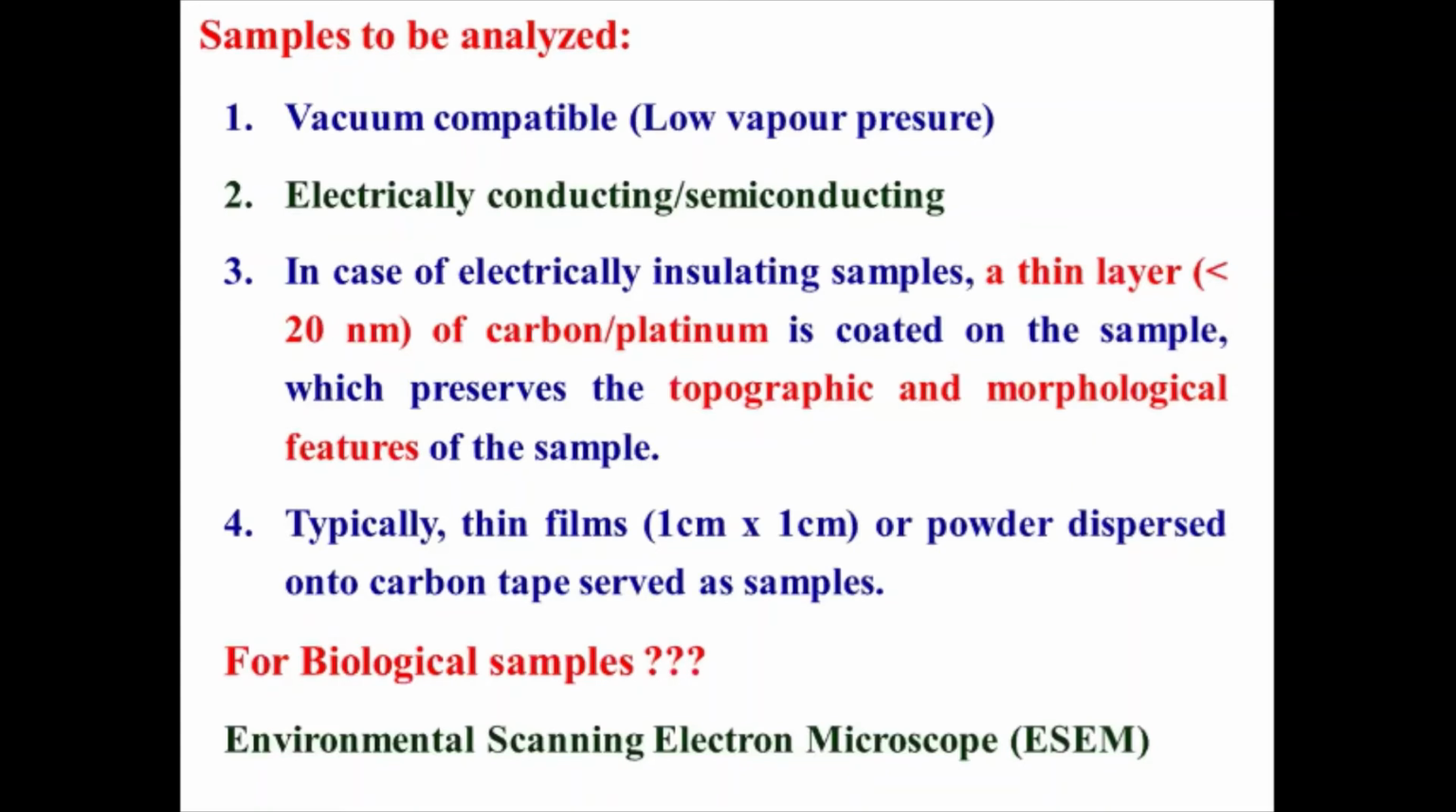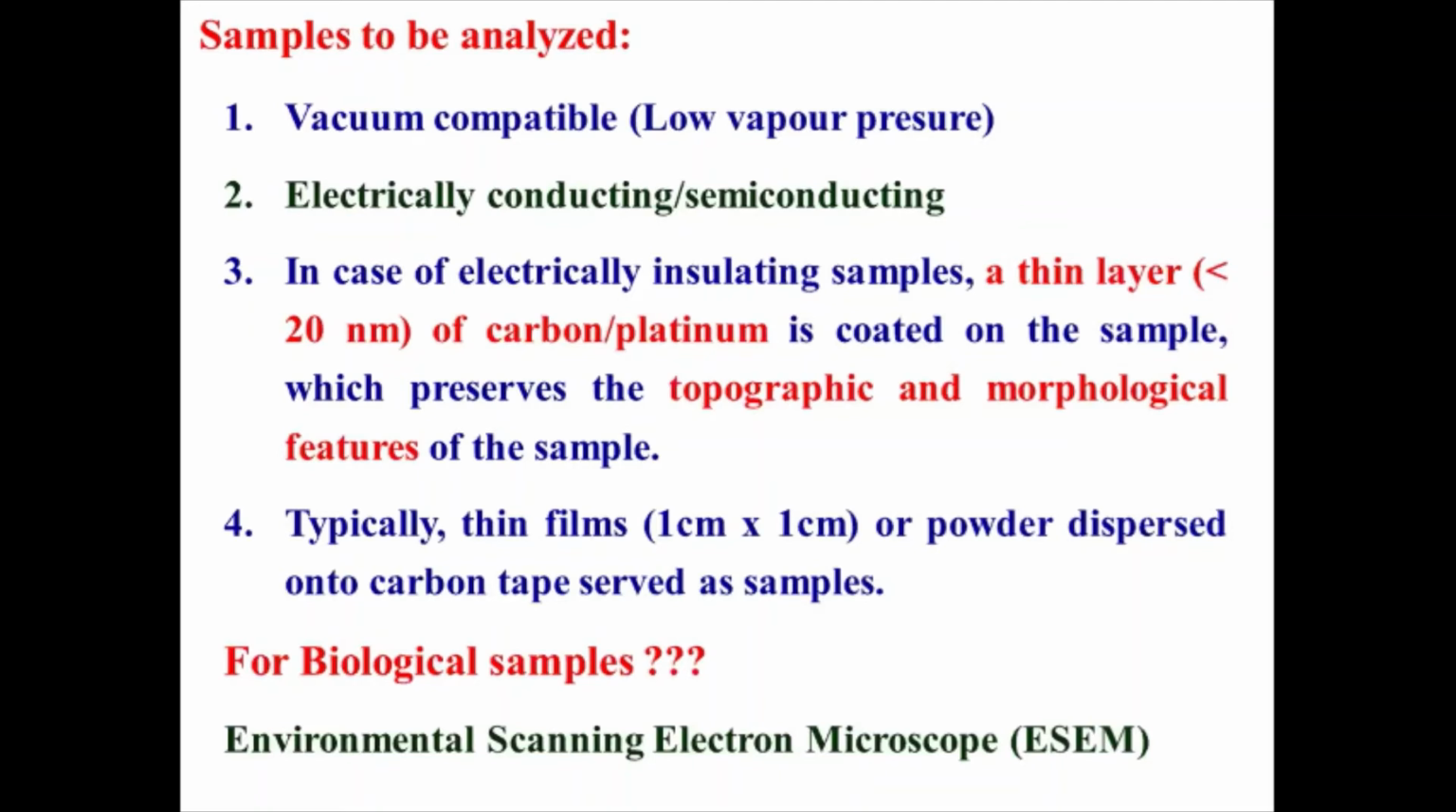Again, you have to use conducting materials because electrons are charged particles. When they are bombarded, they deposit charge, and this charge should be taken away. If the material is electrically conducting, this charge will be taken away and the next electrons will arrive. If it is insulating, the incident electrons will remain there. They will develop a negative charge and the next incoming electrons will be repelled and will not be able to reach the sample. If they don't reach the sample, there is no interaction, there is no output, so you don't get image formation.